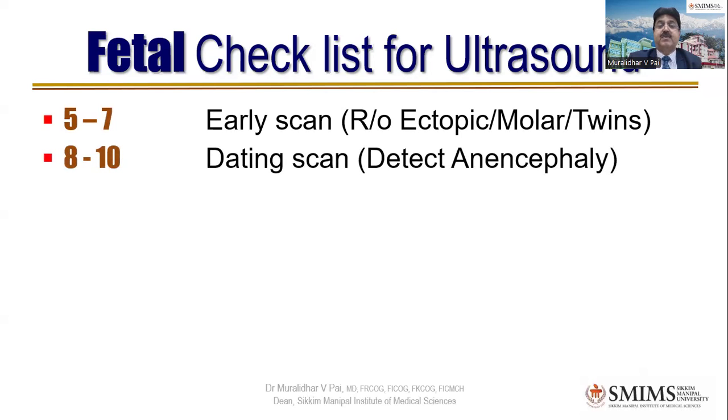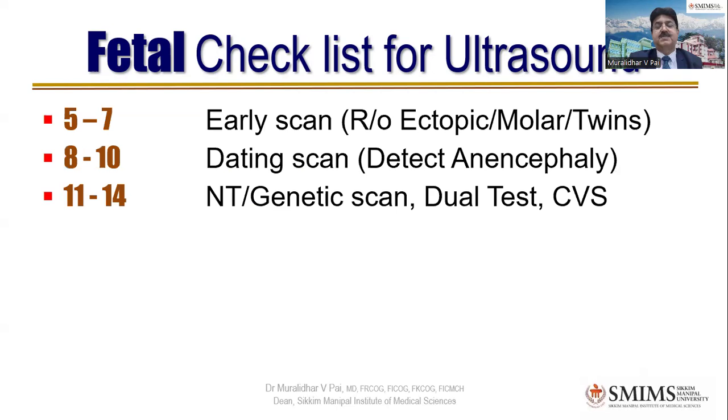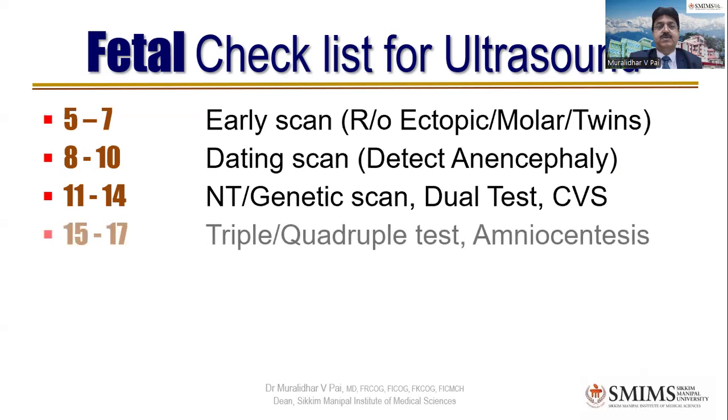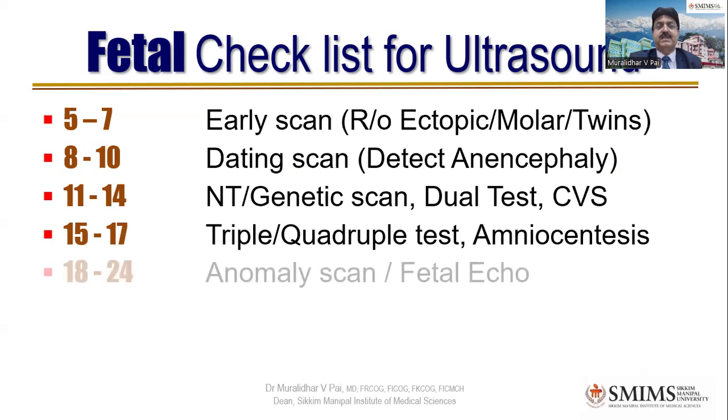This time you can even detect one anomaly in the first trimester, that is anencephaly. 11 to 14 weeks has become a very important genetic scan. What we say, NT has to be done. Along with that, you will do dual testing and, if required, CVS also. 15 to 17 weeks is the time you would do a triple test. Nowadays, we don't do the triple test at all. If you have missed the dual test, this is the time to do the quadruple test. And if the dual test had shown high risk, you would do amniocentesis. This is the ideal time for amniocentesis.